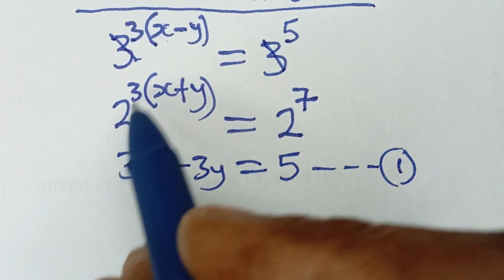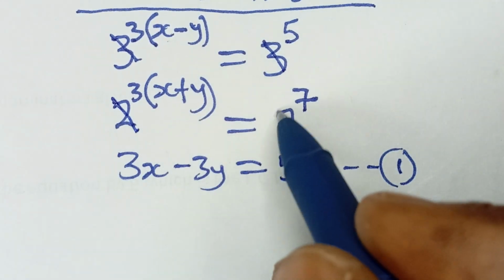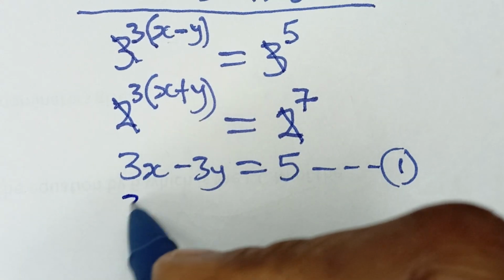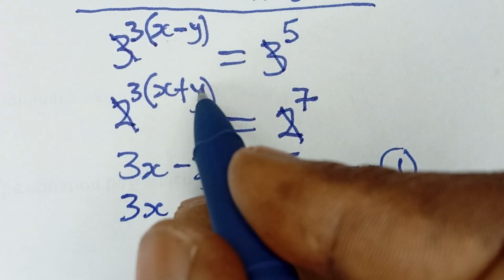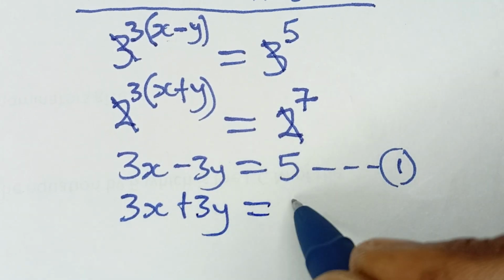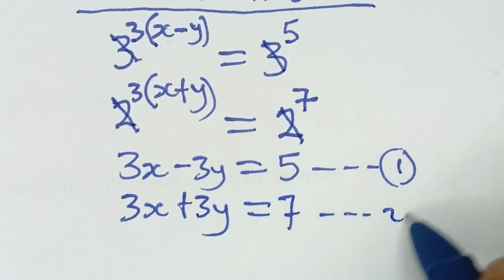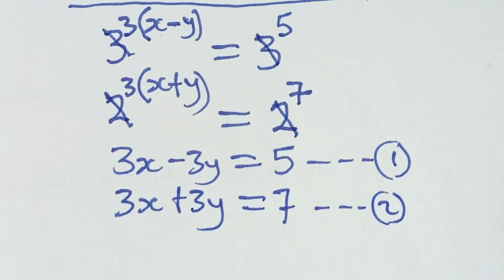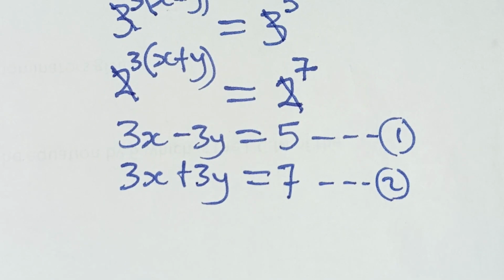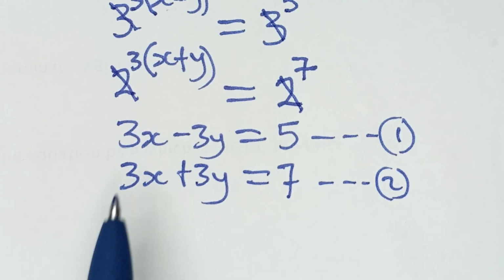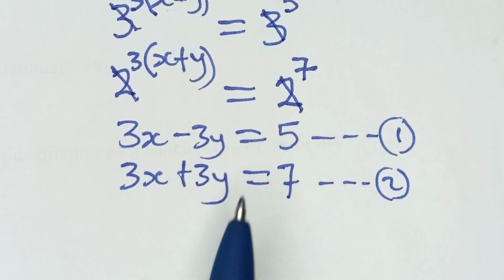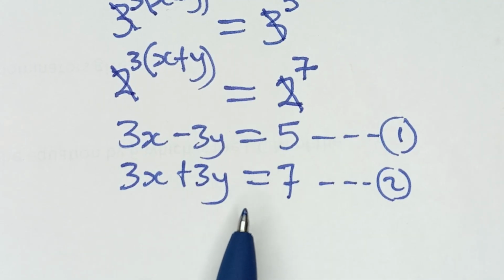And then this other part here, these two bases are the same, so we also equate the powers. So 3 multiplied by this, we have 3x, and then 3 multiplied by this, positive 3y, and that will be equal to 7. So we can call this equation 2. Now that we have simultaneous equations that we can solve, what we just need to do is to see how we can apply the elimination method. Since the coefficients of x here are the same, we can simply apply the elimination method straight away.